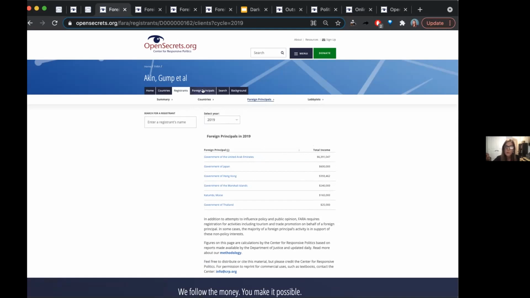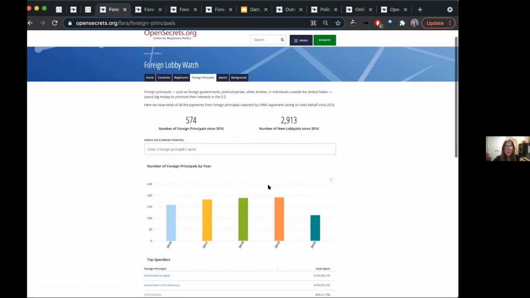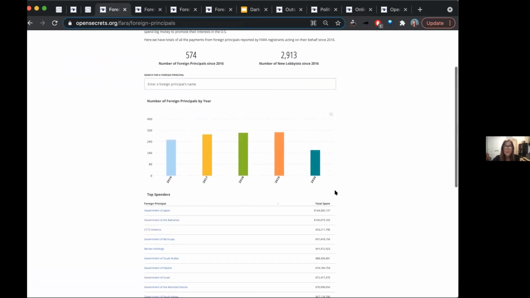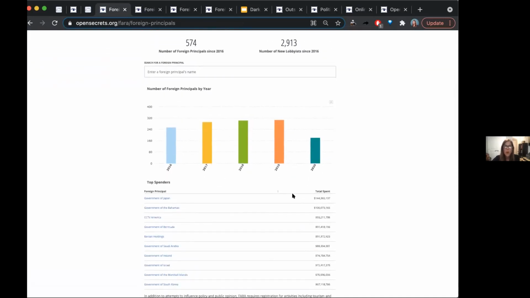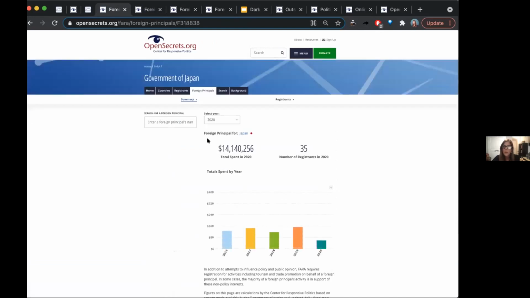Moving over to the foreign principals tab, that's pretty similar in structure to the registrants and countries. We have the number of foreign principals by year that we're tracking. We've seen over 2,900 lobbyists since 2016, and those are the individuals, not the firm registrants. And you can go through and see who the top clients are. In this case, the government of Japan has spent pretty heavily, as well as some other governments. It's not uncommon for bigger governments to be up there.